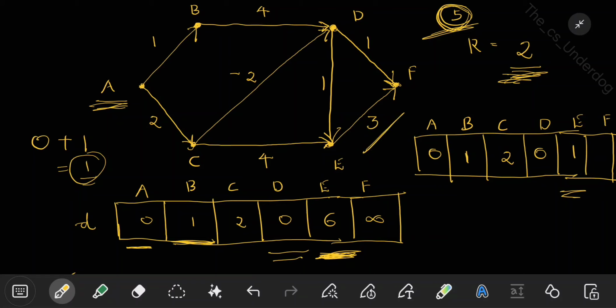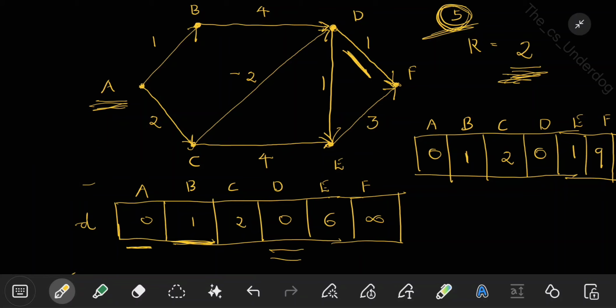Next edge to relax is EF. Existing distance to E is 6. With that, if I go to F, the edge weight is 3. So 6 plus 3 would be 9. So I have this as 9. One more edge is waiting to be relaxed, that is edge DF. What happens if I relax this edge DF? Existing distance to D is 0. So if I take 0 plus distance DF, which is 1, that will be 1. New distance to F is 1. As of now I have 9. I am going to update it with 1.